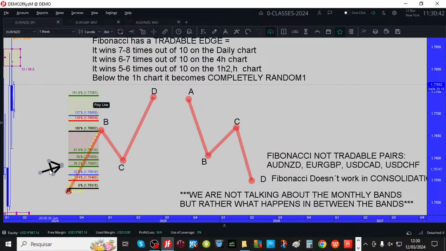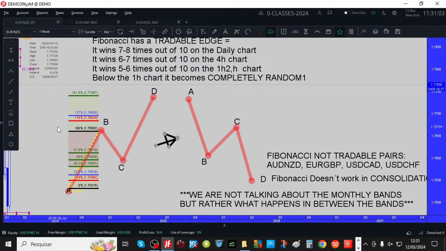What does this mean? Green retracements go to green extension level. Blue retracements go to blue extension level. Red retracements go to the red extension level, and the black retracement goes to the black extension level.